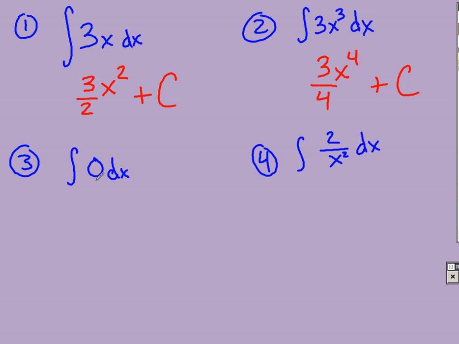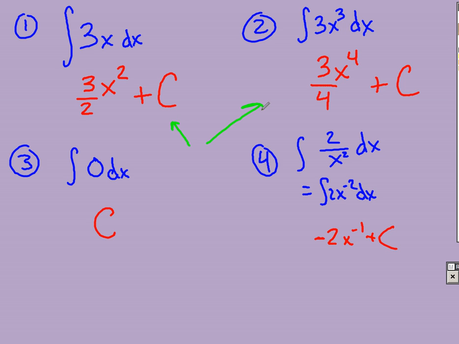Alright, number 3, what antiderivative should I get when I take a derivative and get 0? Well, that would be any individual number, so my answer is just c for that one. Number 4 here, this is 2 times x to the negative 2nd power dx. So my antiderivative should be something x to the negative 1st, and I want my answer to be a positive 2, so that means it needs to be negative 2. And then again, plus c at the end. Now, all of these here are indefinite integrals.